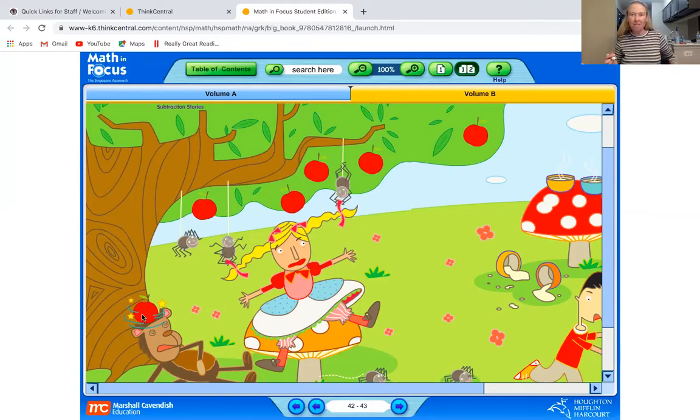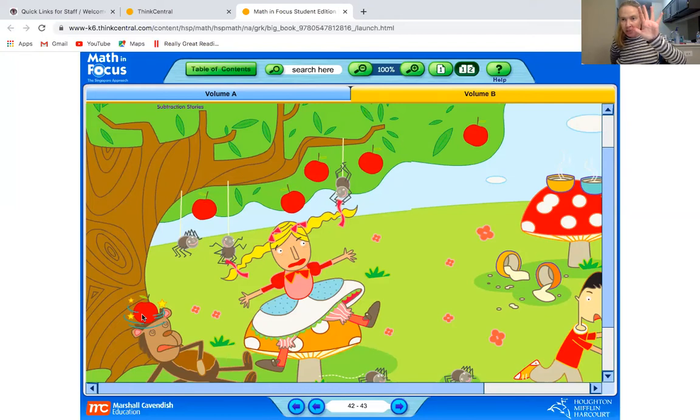So what number do I write first, friends? If you said 6, you got it right. So I'm going to write 6. Then I need to draw that straight line across to be my minus sign. And how many apples fell down and hit the monkey on his head? 1. Good job, guys. Then I'm going to do the equal sign. 6 minus 1 equals.